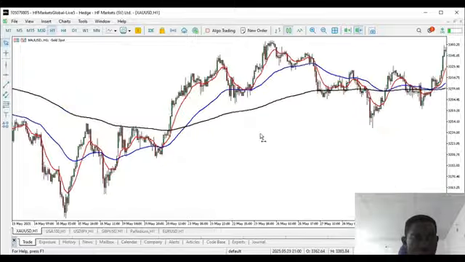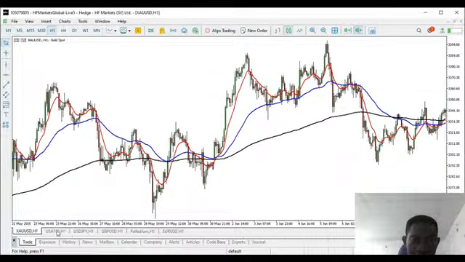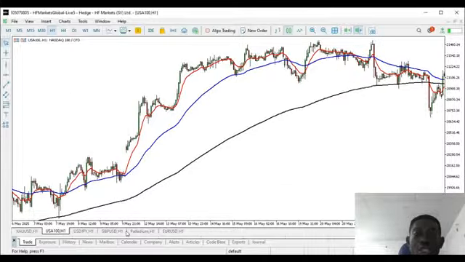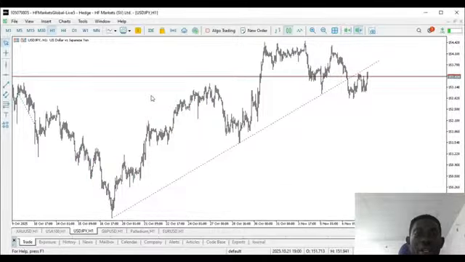Then if you want to do it on Nasdaq, this is Nasdaq. This is USA 100. You can do it almost in any instrument. This is USD JPY. The same thing.